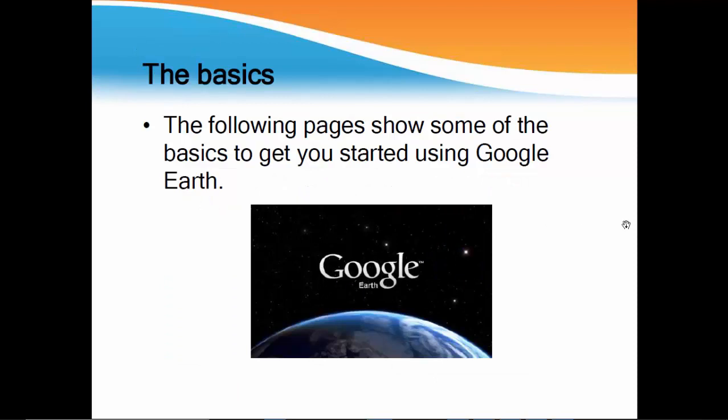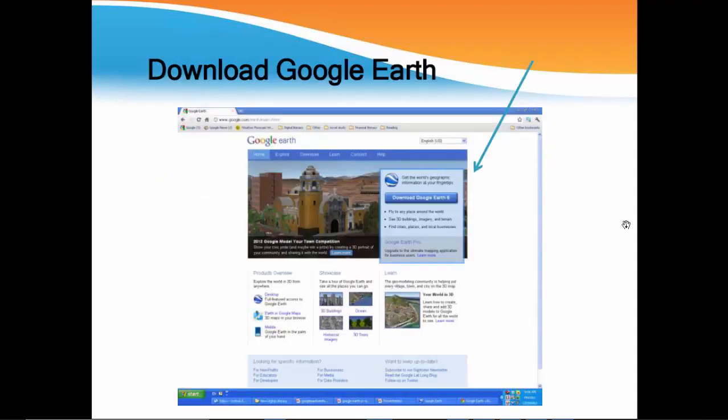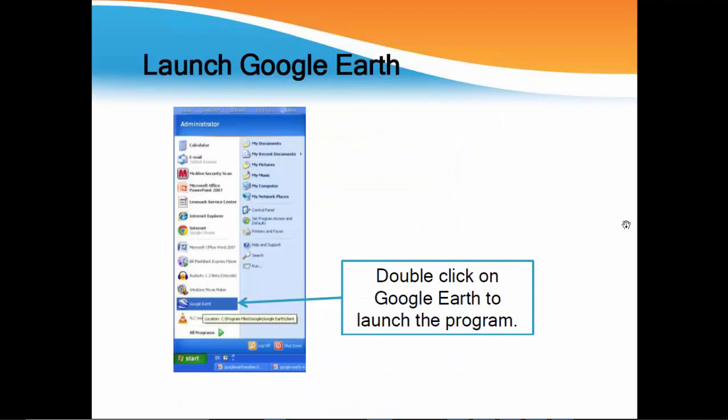The basics. The following pages show some of the basics to get you started using Google Earth. So you can download it in two ways. The easiest way is to go to the description of this video, click on that link and download Google Earth, and then it is easy to install. The second method is to type Google Earth Pro and download it from a site. So you have a choice.